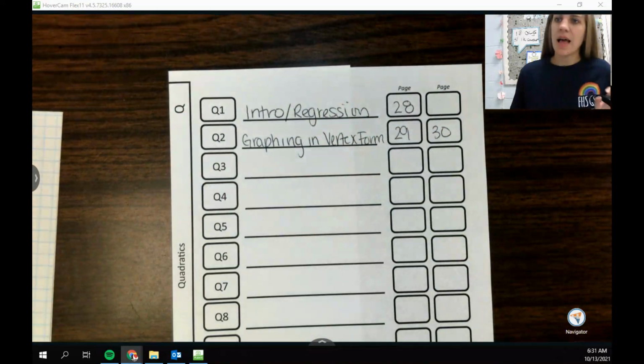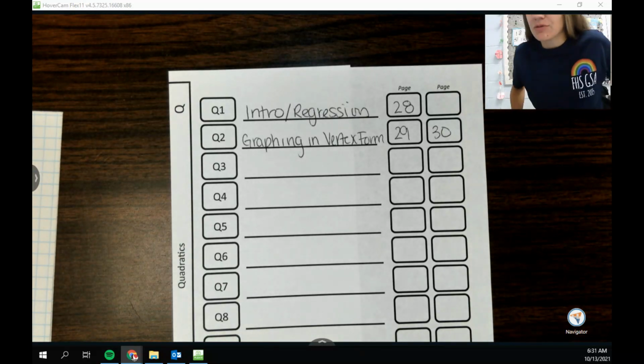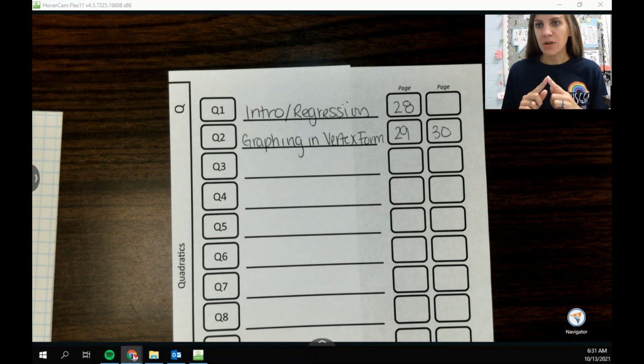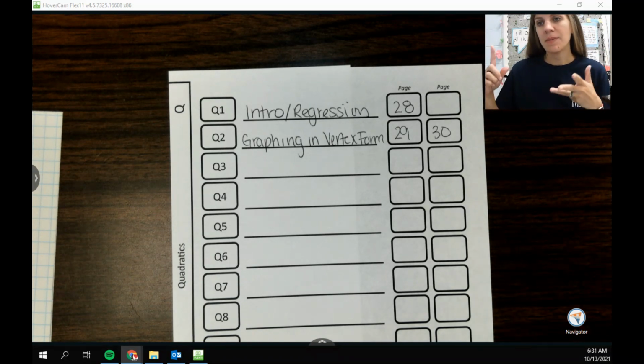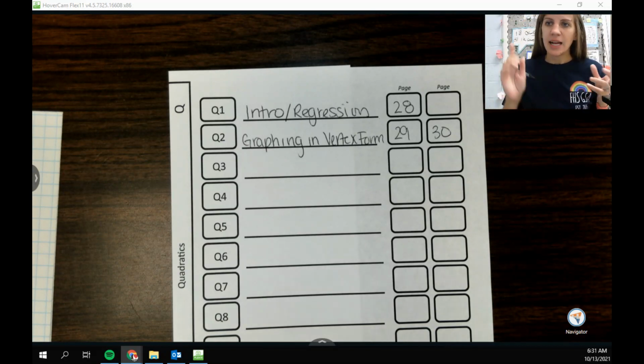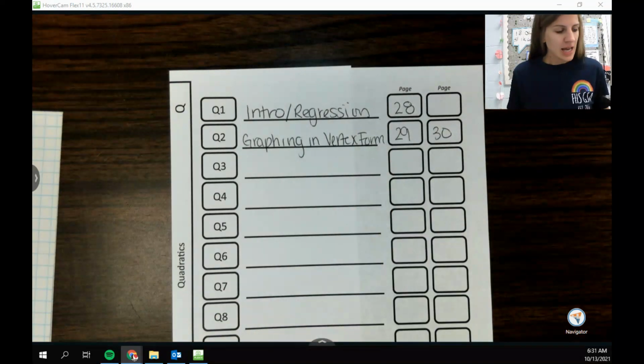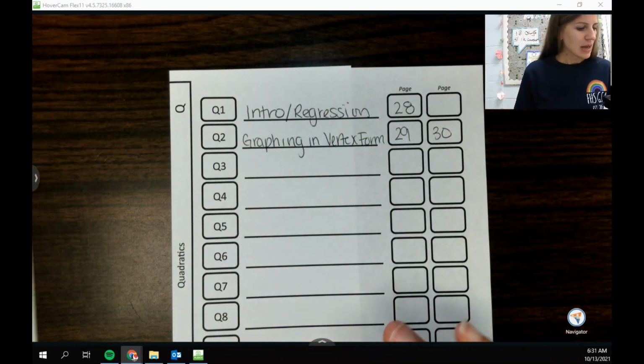So just like we have with a line, a quadratic has three different forms of the equation. We've got vertex form, standard form, and factored or intercept form. So we're going to spend some time talking about how to graph each one and how they're related to each other and how they're different from each other.